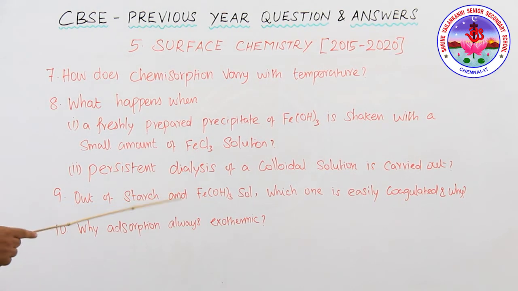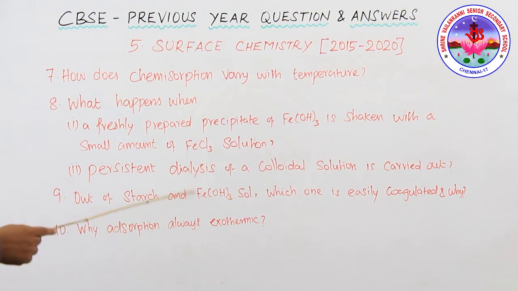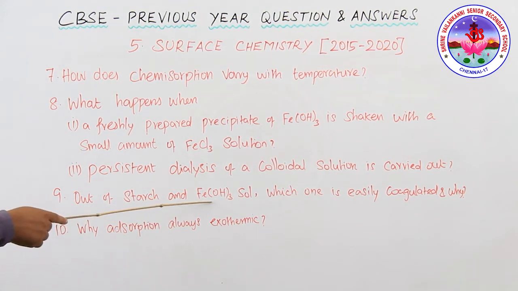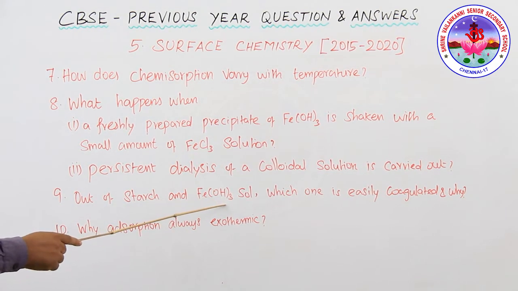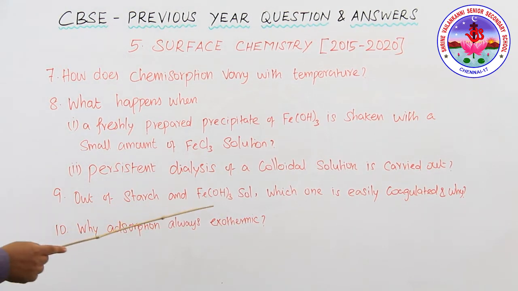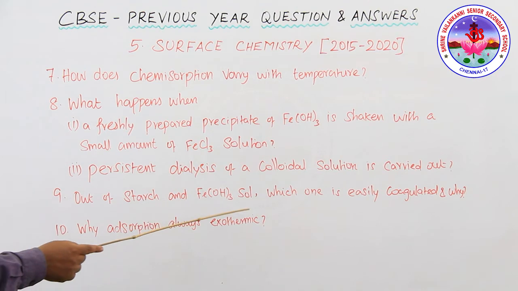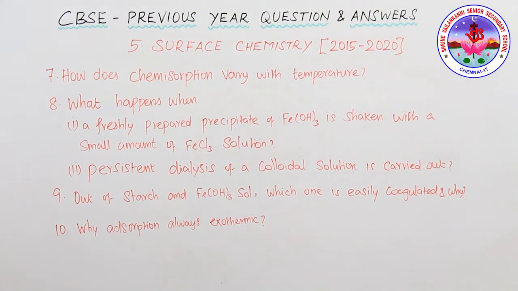So out of starch and the ferric hydroxide salt, which is more coagulated? You can easily tell that it is ferric hydroxide salt. Reason: this is because of the lyophobic salt. The ferric hydroxide salt is a lyophobic salt. Starch is a lyophilic salt. That is why the ferric hydroxide salt is easily coagulated, because of the lyophobic nature.